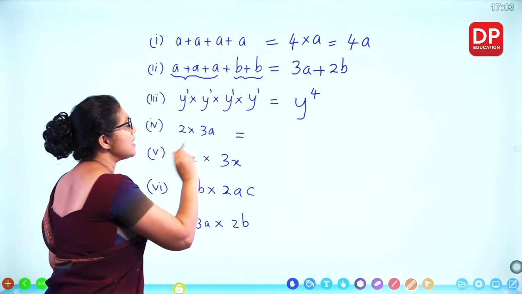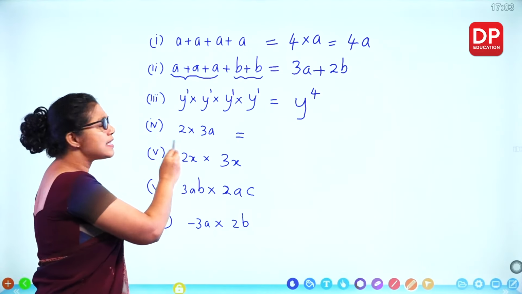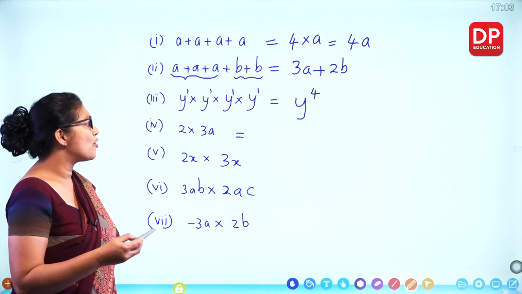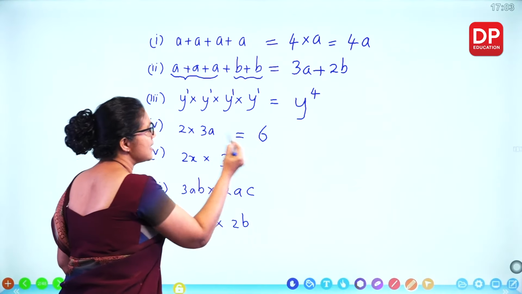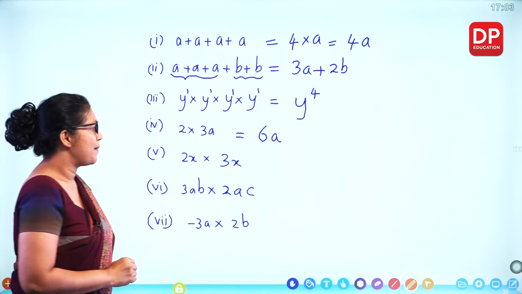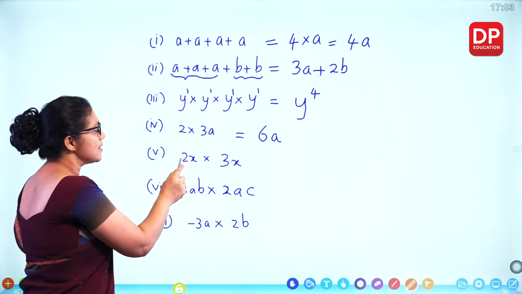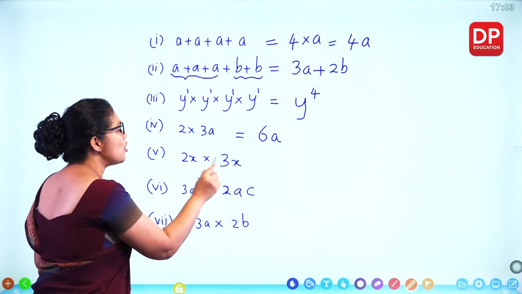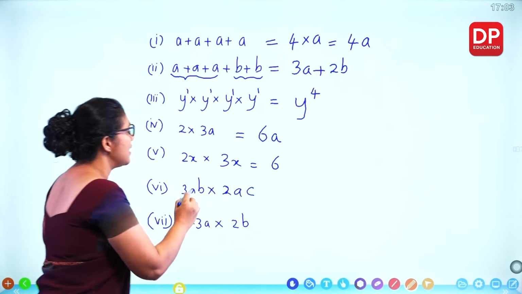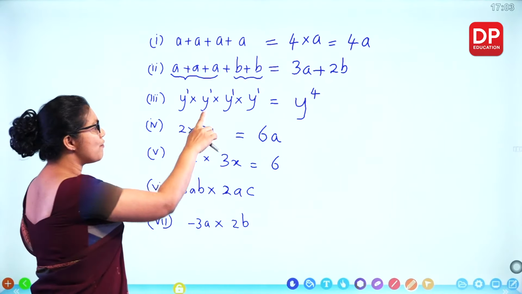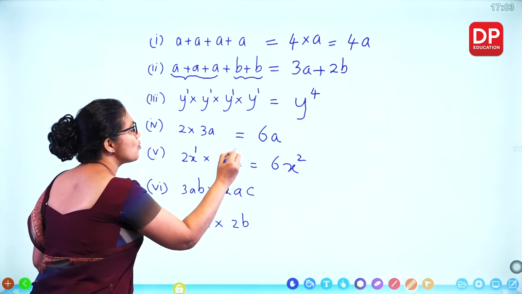In this question, you get a combination of numbers and letters. We can multiply the numbers separately and think about the letters. Just multiply the numbers: 2 times 3 is 6, and you get the letter A. Here, don't get confused with the multiplication sign and the X letter. When you multiply these two, 2 times 3, you get 6. Then you get X times X. Like before, when you multiply, you get the power 2 because there are 2 X's.